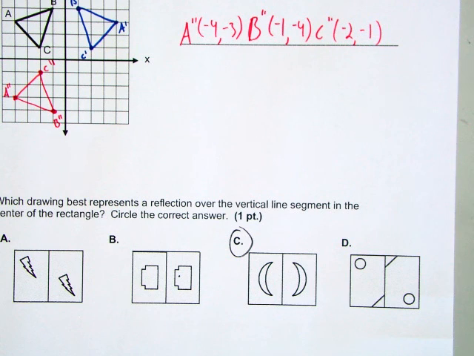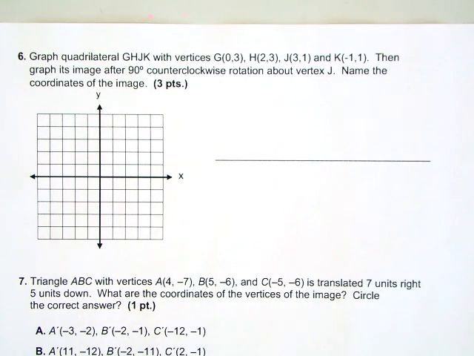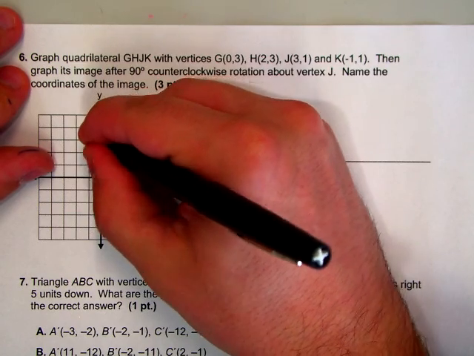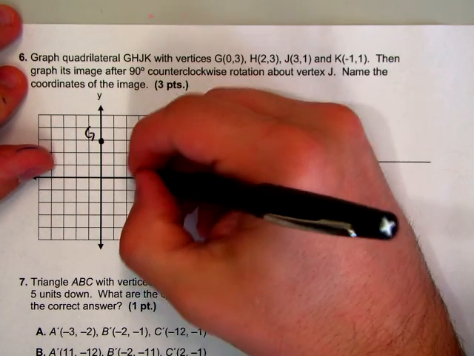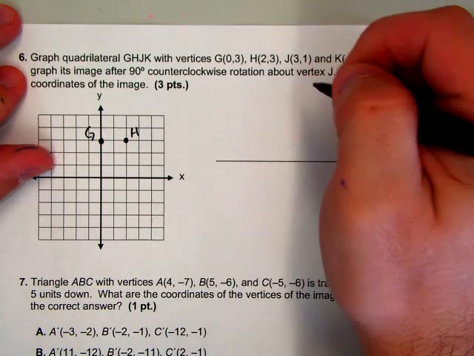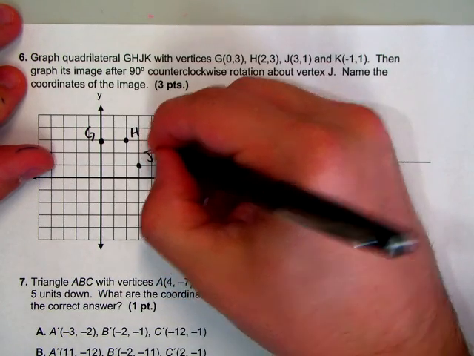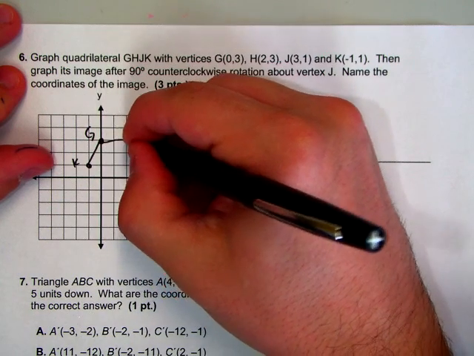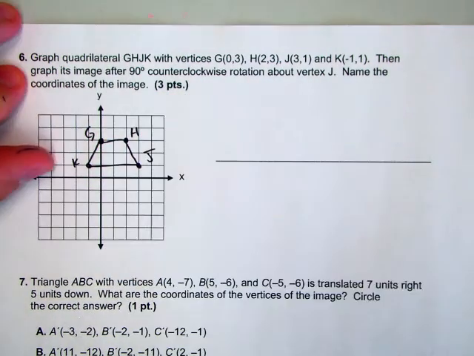Next question. This is going to be number 6 on the top of the next page. It says to graph quadrilateral GHJK with those vertices, and then graph its image after a 90-degree counterclockwise rotation about vertex J. So G is at 0, 3. Here's G. H is at 2, 3. Here's H. J is at 3, 1. And K is at -1, 1. So my quadrilateral, in fact, is a trapezoid. It looks like that.